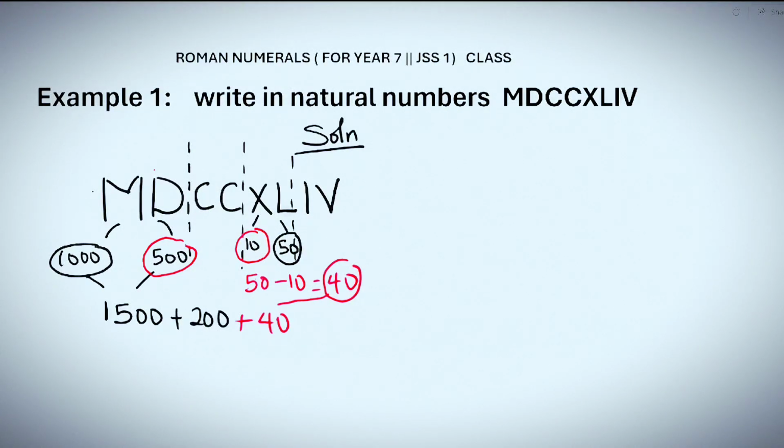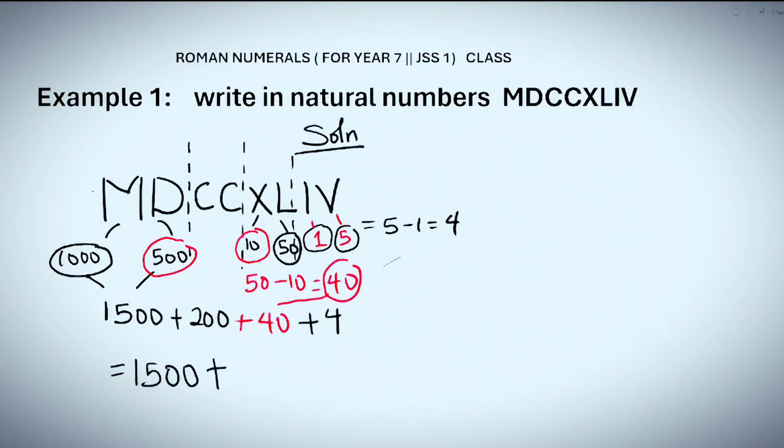And last but not the least, we have IV. I is the smaller number coming first. This is 1 and this is 5. You see that the smaller number is coming first before the higher number. So IV there is 5 minus 1, which is 4. So we add it to what we have here, 4. Right? So in total, we have 1500 plus 200 plus 40 plus 4.